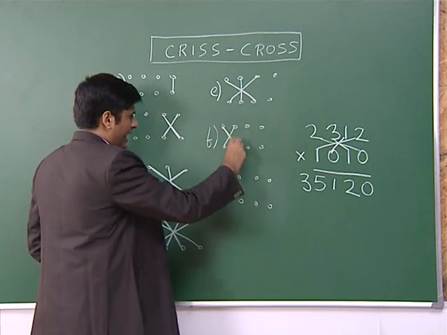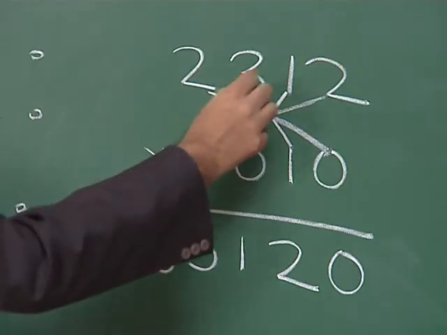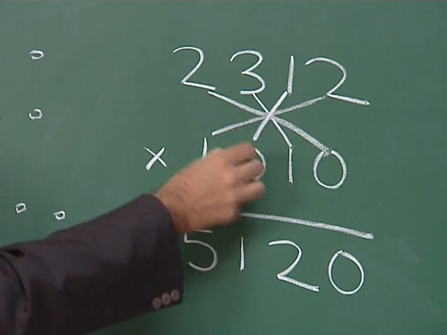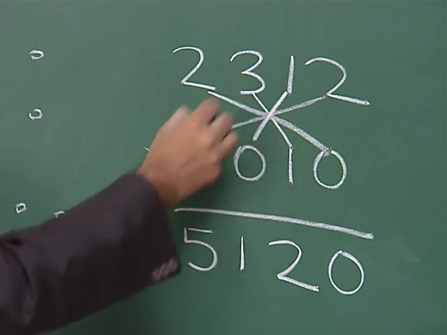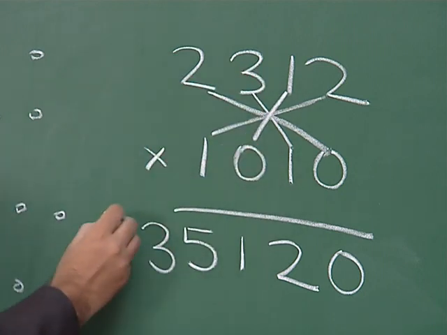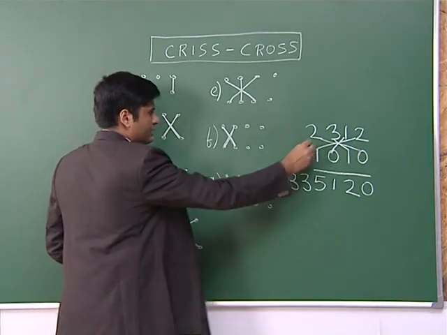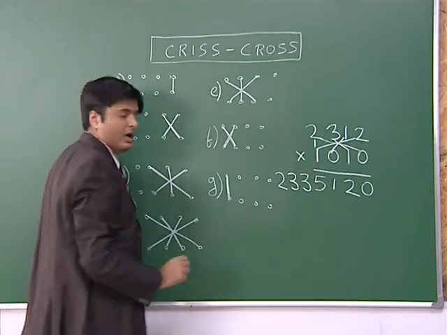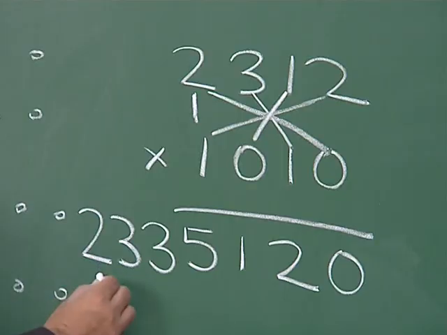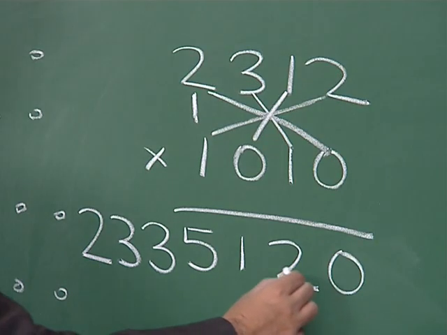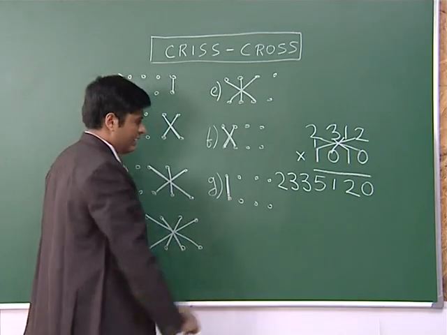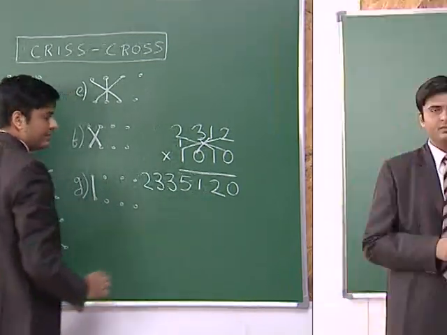Step F says like this and like this. 3 ones are 3, 2 zeros are 0. 3 plus 0, 3. Last step says multiply these two numbers. 2 ones are 2. My final answer is 2, 3, 3, 5, 1, 2, 0, which you can see I got in only one line.